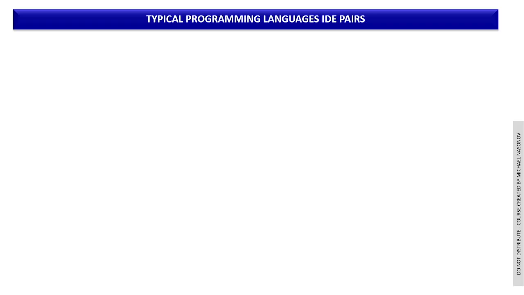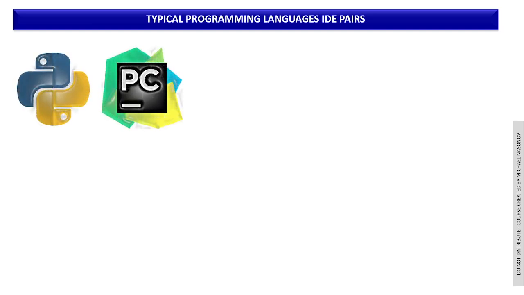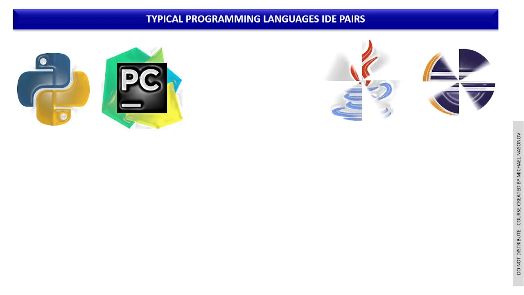Then you might get yourself familiar with typical programming language and IDE pairs. What is an IDE? It's an integrated development environment in which you use some kind of programming language to create some kind of software product. For example, Python is good with PyCharm. PyCharm is an IDE for Python. Java is good with Eclipse. Eclipse is specifically built around Java, and PyCharm, the previous one, is specifically built around Python.